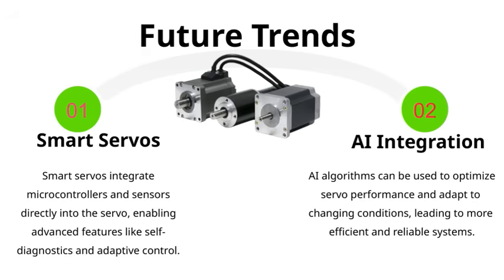Another major trend is the use of AI algorithms to enhance servo performance. By leveraging AI, we can optimize how the servos operate, ensuring they adapt to changing conditions in real time. This leads to systems that are not only more efficient, but also more reliable over time. Connecting these ideas back to our overall theme, it's clear that the integration of intelligent features and AI is transforming traditional servos into highly adaptable, self-aware components. This evolution is paving the way for more advanced robotics and automation solutions in the future.